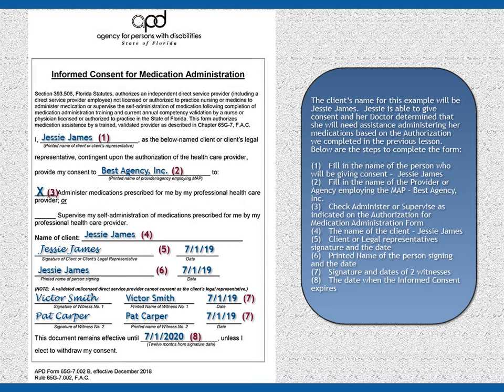1. Fill in the name of the person who will be giving consent, Jessie James. 2. Fill in the name of the provider or agency employing the MAP, Best Agency Incorporated. 3. Check, administer, or supervise as indicated on the authorization for medication administration form. 4. The name of the client, Jessie James.